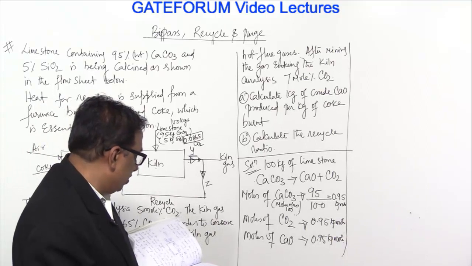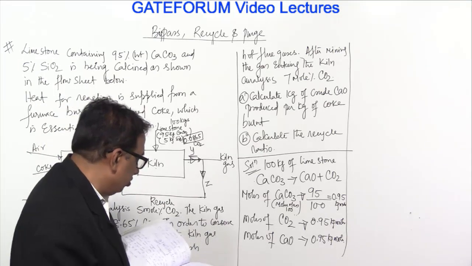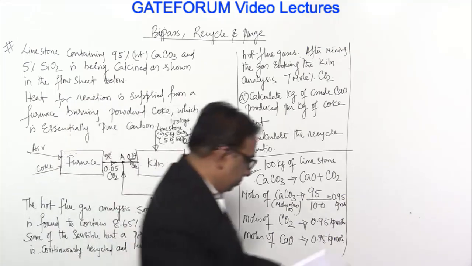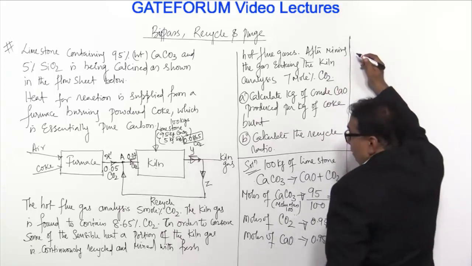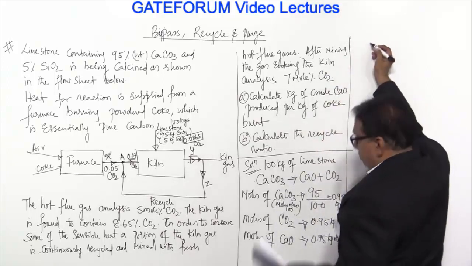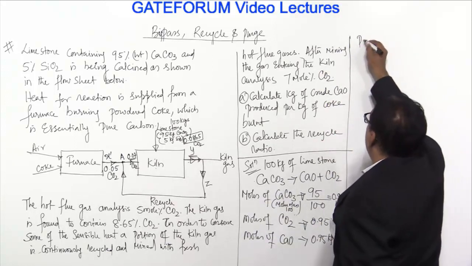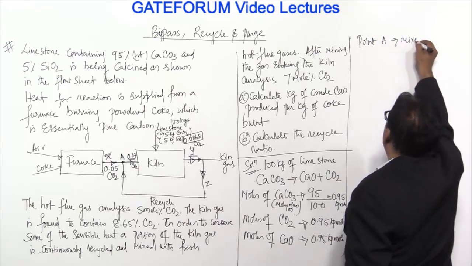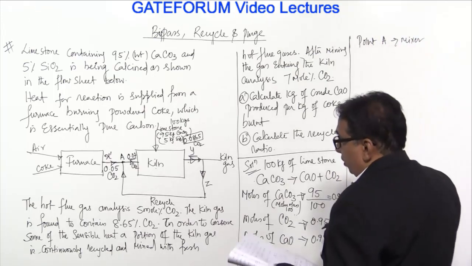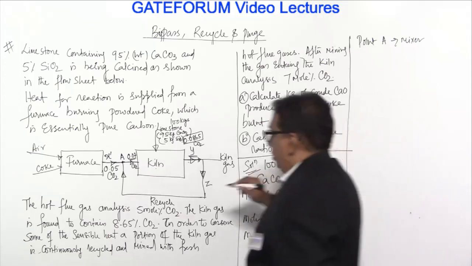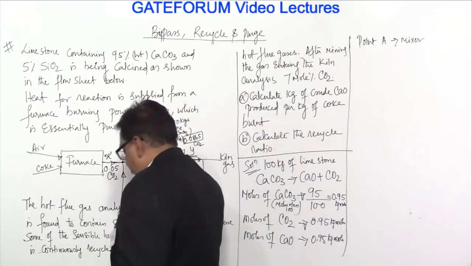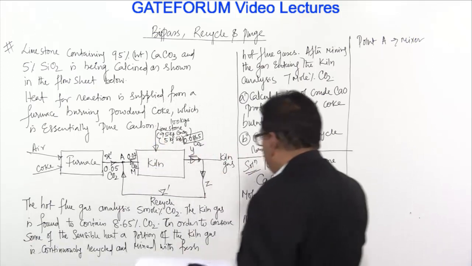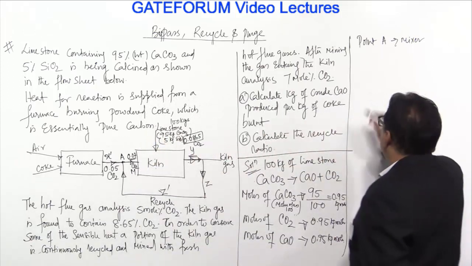So moles of CO2 is 0.95 kg moles and moles of CaO is 0.95 kg moles, because 1 mole to 1 mole, that is there. So let us write the material balance now. What is entering? I will take this as M and this as Z. So recycle I will take as Z. What is the material balance I can write?